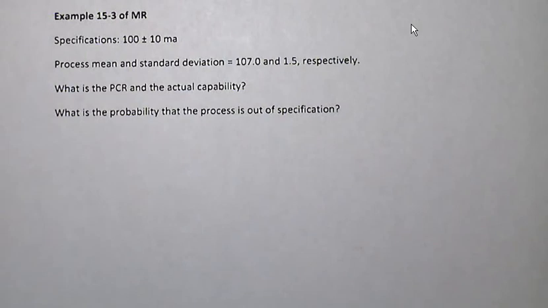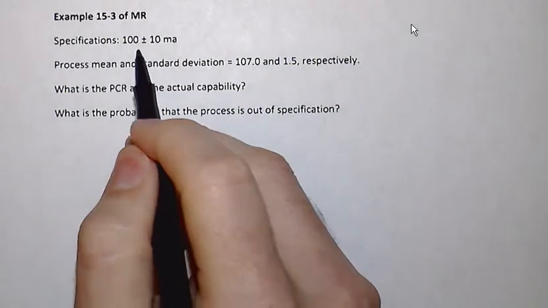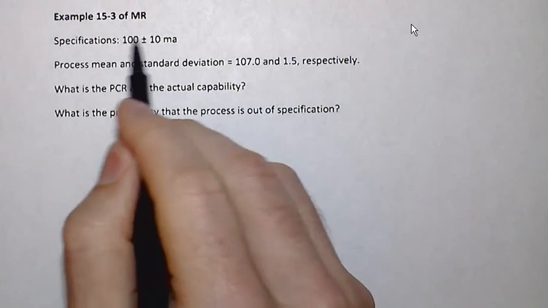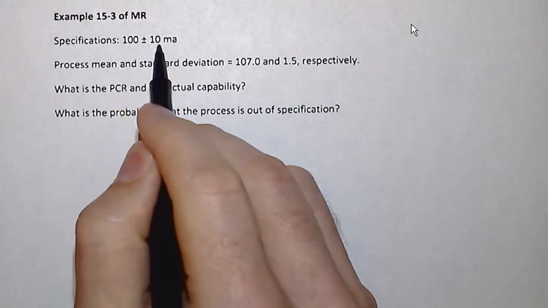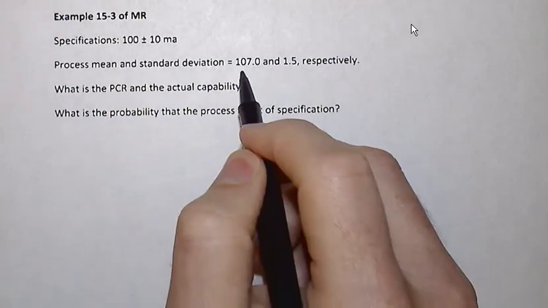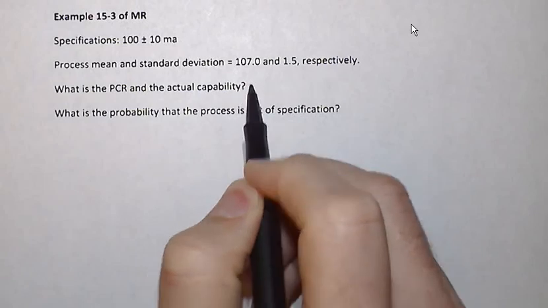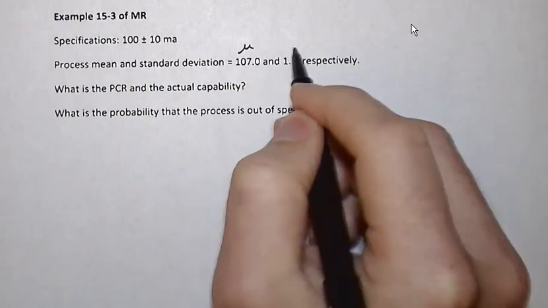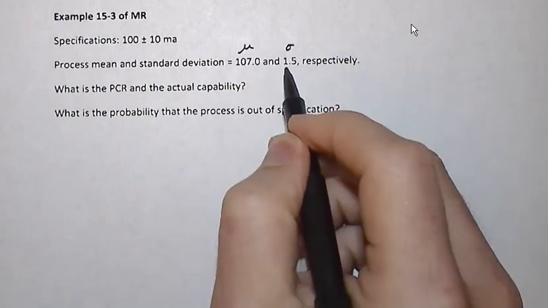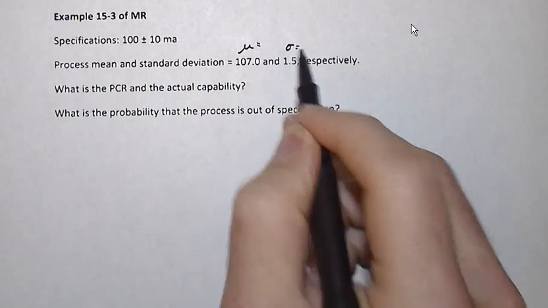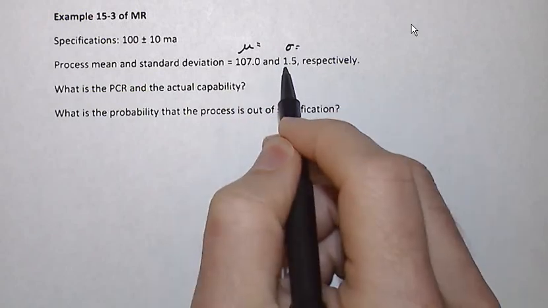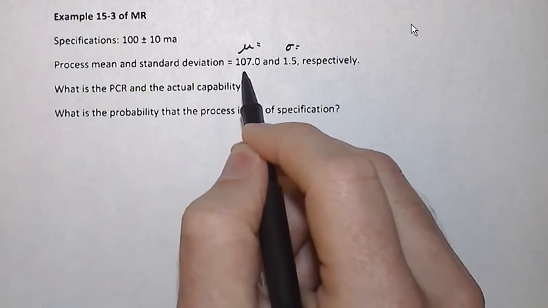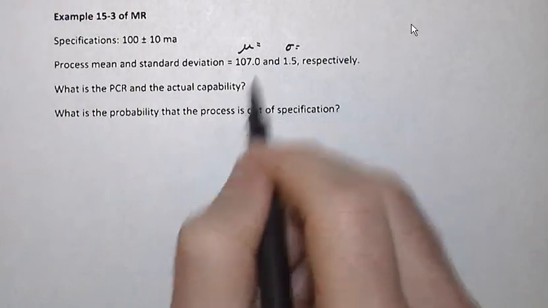And so this is an electrical circuit where the specifications are that the current should be in the range of 100 plus or minus 10 milliamps. They've taken a look at the process mean and standard deviation, and they have 107 milliamps for the mu and sigma of 1.5. Now, they're presuming here that they actually know the entire population value of what's going on in the process as opposed to a sample. So keep that in mind as we're processing some of this work.